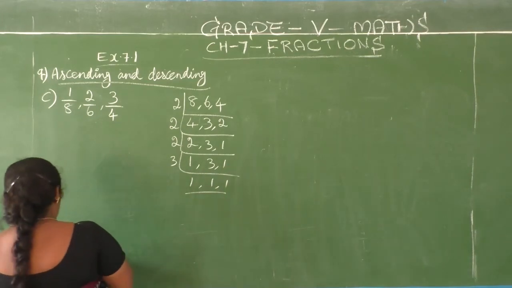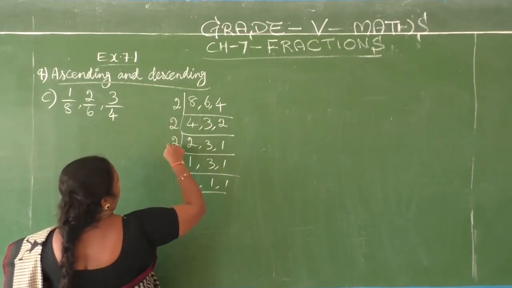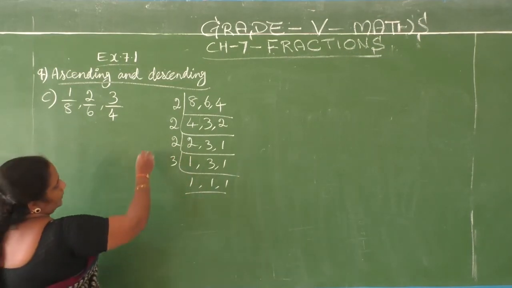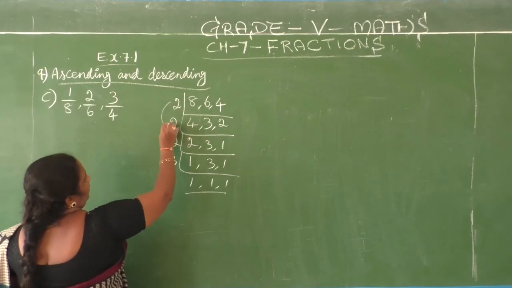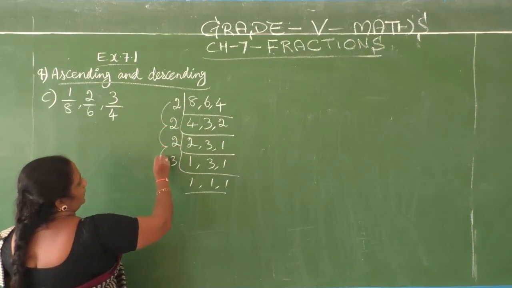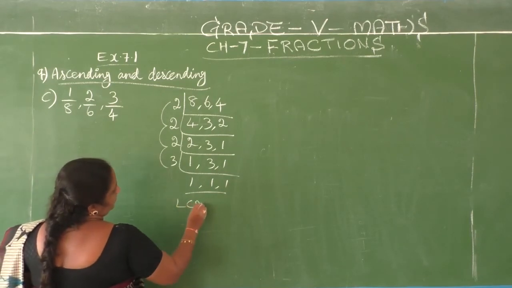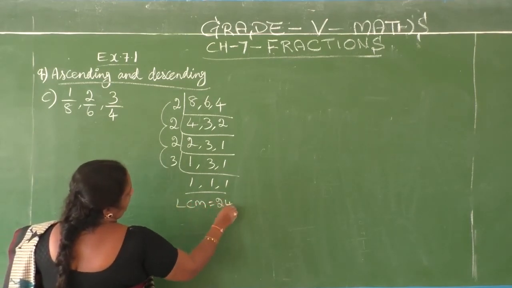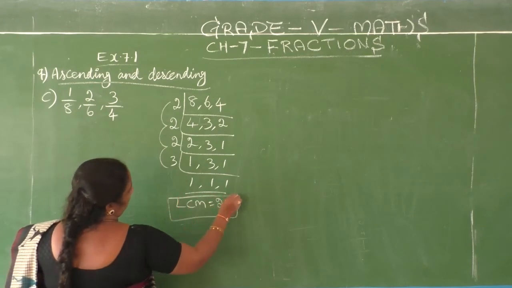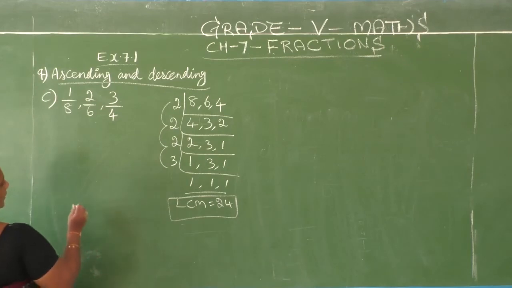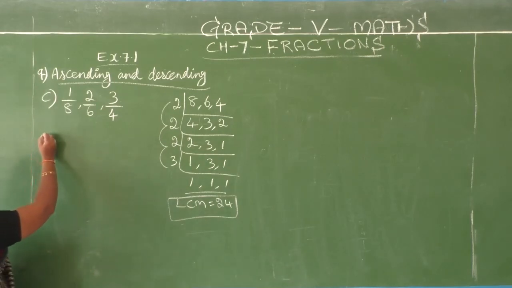We have to multiply all this. 1, 2, 3 2s are there. So what will my LCM be? 2 2s are 4, 4 2s are 8, 3 8s are 24. So the LCM is 24. According to this LCM, we have to make all fractions equivalent, that means like fractions.